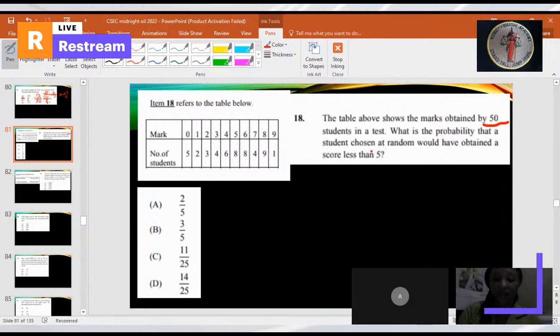All right. So the probability of a student chosen at random obtaining less than 5. So less than 5 would be from 4 go down. So it would be 6 and 4, 10, 13, 15, 20. So that's 20 over the 50, which cancels down, zeros cancel, that's 2/5.